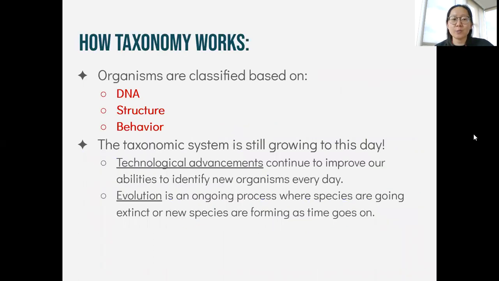Taxonomy works based on 3 major things that we analyze. And the first one is DNA, the next one is structure, and the third one is behavior. I do want to be clear that the taxonomic system is still growing to this day. There's no real end point, because there's always new species that are popping up. And then also we're getting better and better at analyzing DNA, structure and behavior through new technology.